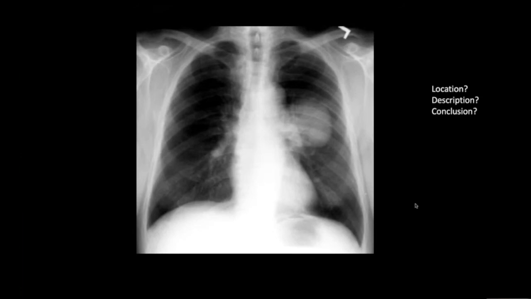Here on this chest X-ray, you can see there is opacity in the left upper mid zone. It is rounded. It has well-defined margin. So this is consistent with a left lung mass.